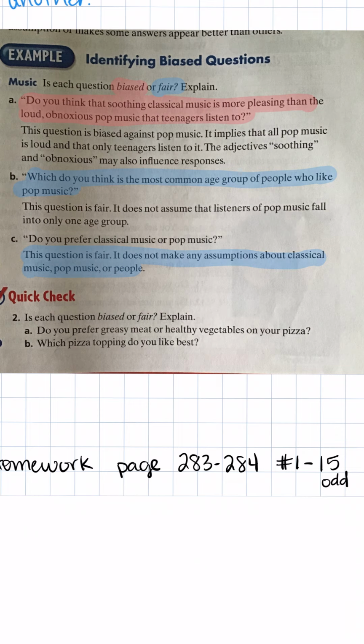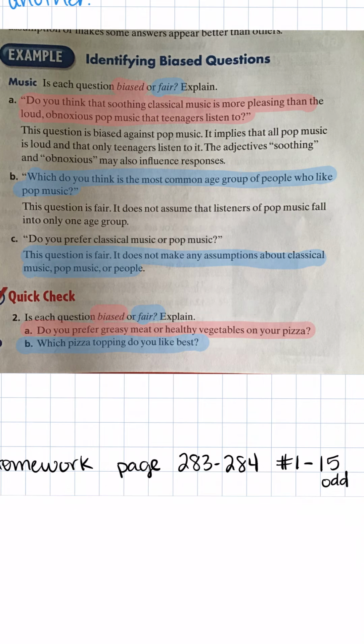So what do you think? Is each question biased or fair? Explain. Do you prefer greasy meat or healthy vegetables on your pizza? Well, you're using the adjectives greasy meat or healthy vegetables. So greasy makes it sound bad. So that's going to be biased. Which toppings do you like best? That's a fair question, right? That's not insinuating that one's better than the other. It's just asking what you like.